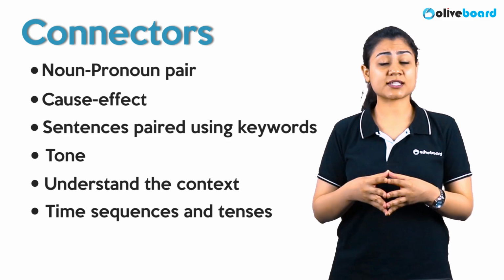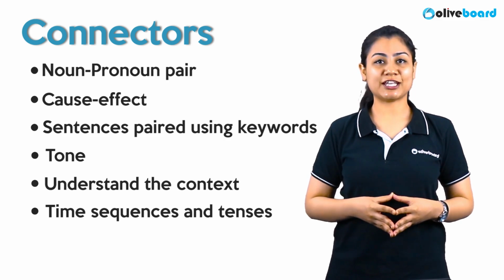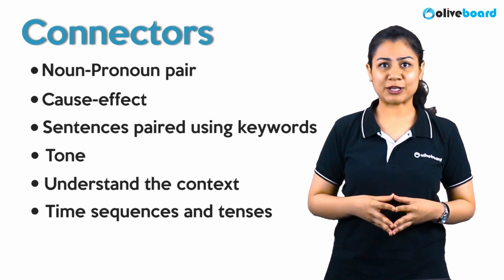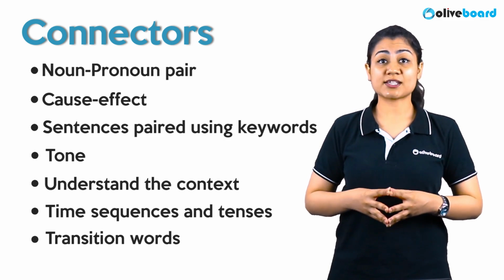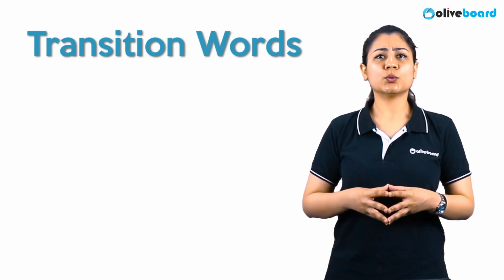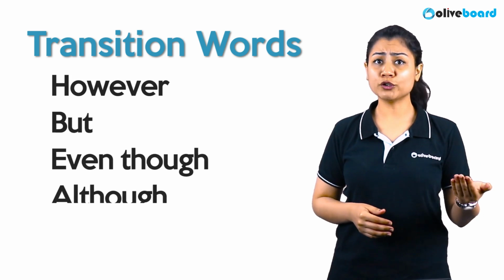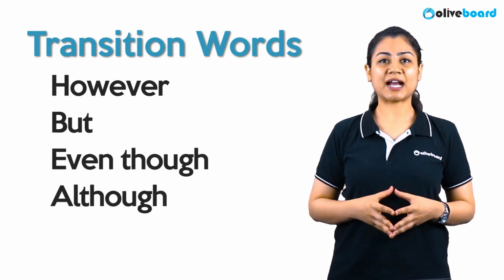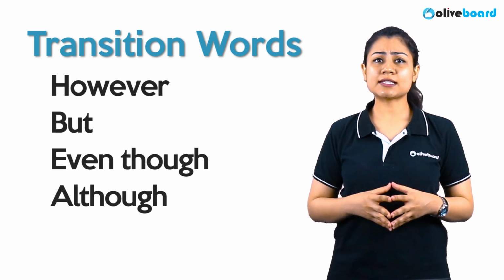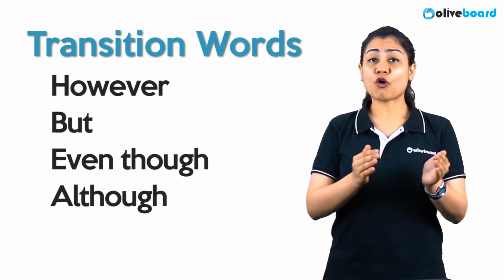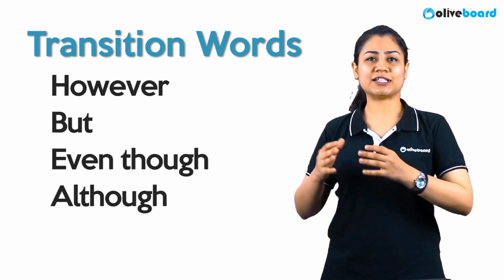The present, past and future tense give us an indication of कि हमारा time frame क्या है. The last is the presence of transition words. Words like however, but, even though, although ये हमें थोड़ा बहुत tone का idea देते हैं. They tell us that the scene or the context has shifted a little.